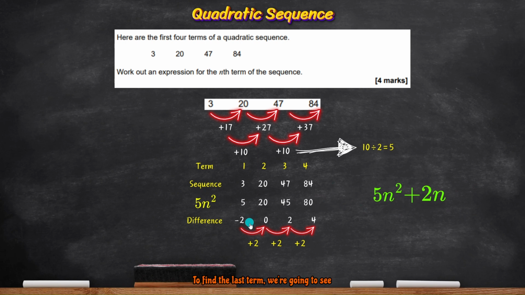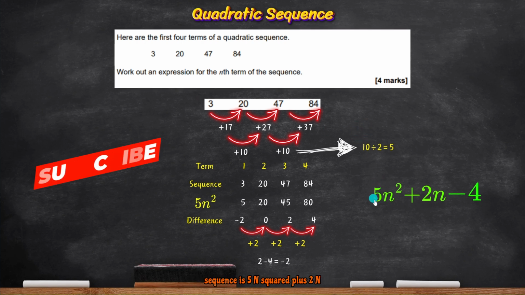Now we are left to find the last term. To find the last term, we're going to see how we can go from plus 2 to negative 2. To go from 2 to negative 2, we have to subtract 4. This means that the third term of our nth term expression is negative 4. So the expression for the nth term of the sequence is 5n squared plus 2n minus 4.